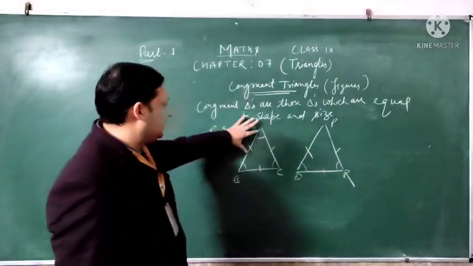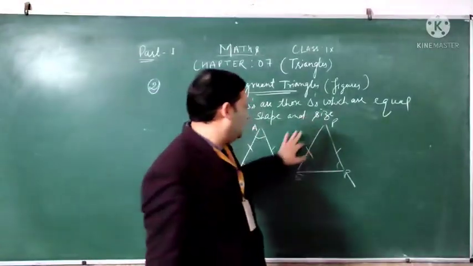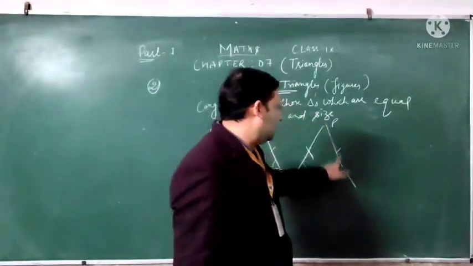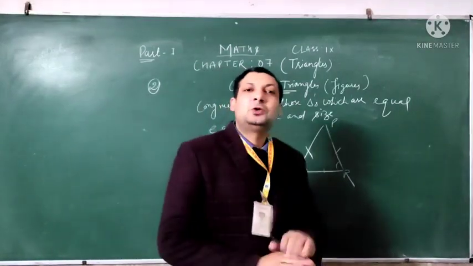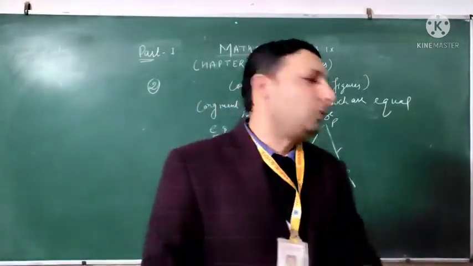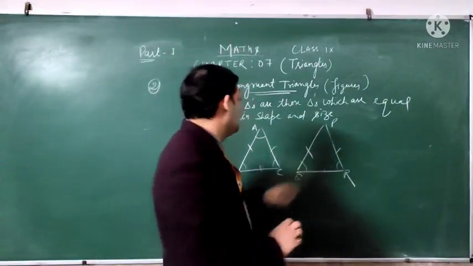When we talk about side AB, the corresponding side will be PQ. When I talk about side PR, the corresponding side will be AC. That means corresponding sides will be equal, and corresponding angles too, this angle will be equal to this angle.